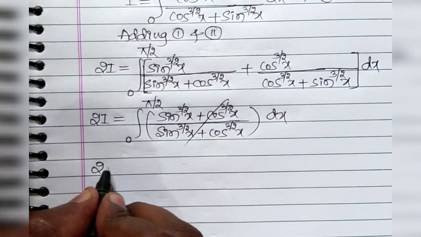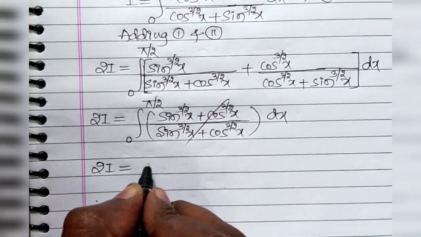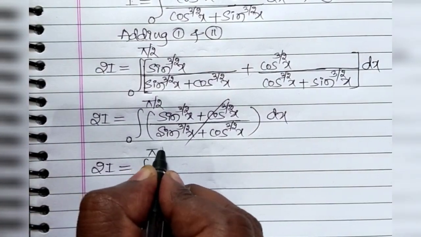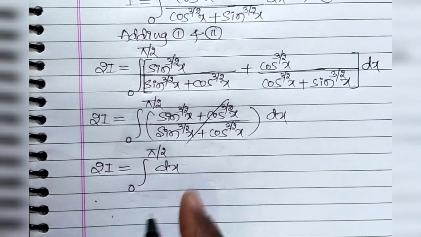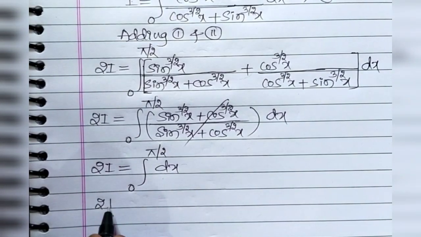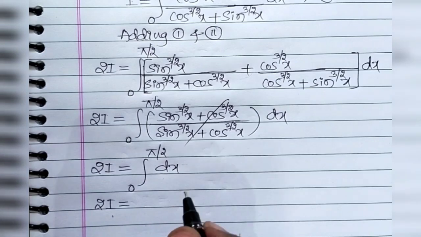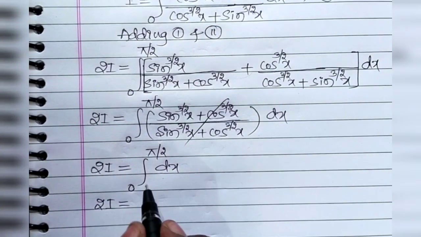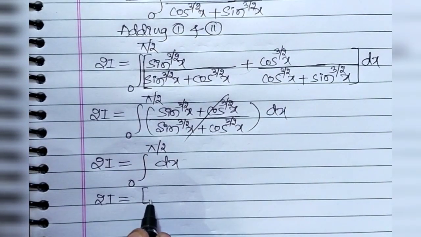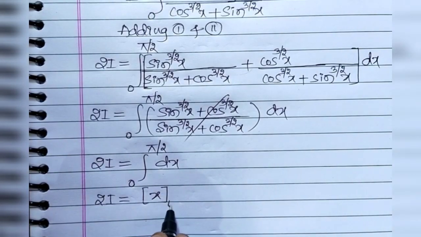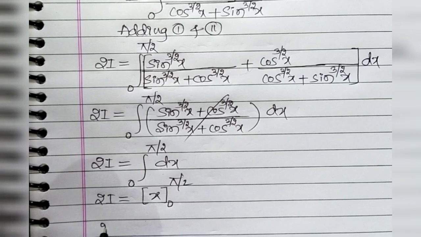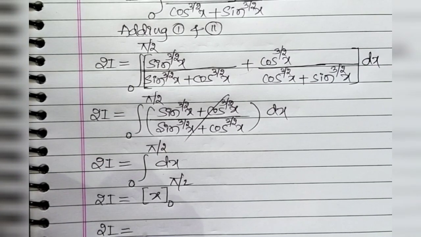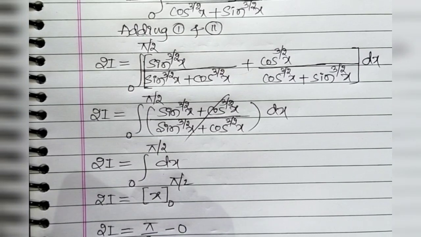2I is equal to the integral from 0 to pi by 2. Here we have 1 into dx, it is dx. So 2I is equal to, integration of dx will be x, from 0 to pi by 2. So now 2I is equal to upper limit minus the lower limit, pi by 2 minus 0.